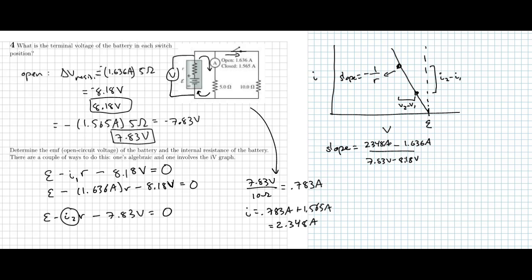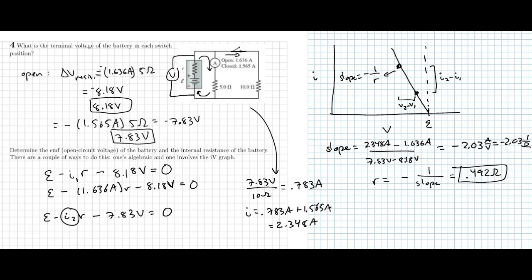Okay, so if we do our subtraction on the top, and then our subtraction on the bottom, we're going to get a slope of negative 2.03 amps per volt, or negative 2.031 over ohms. Remember that R is negative 1 over the slope, which will be 0.492 ohms.